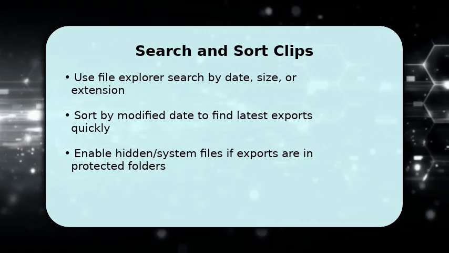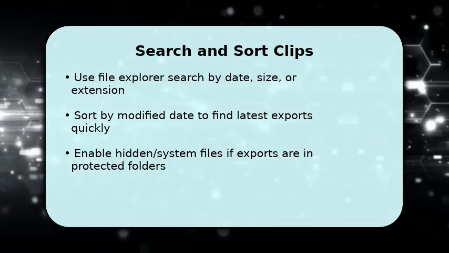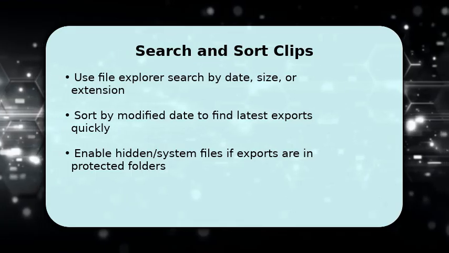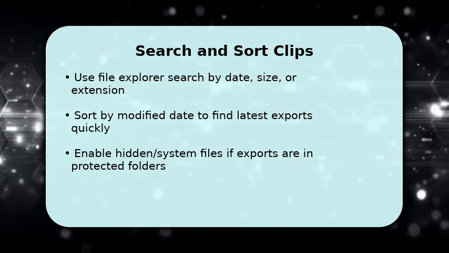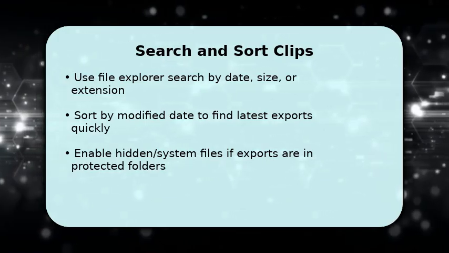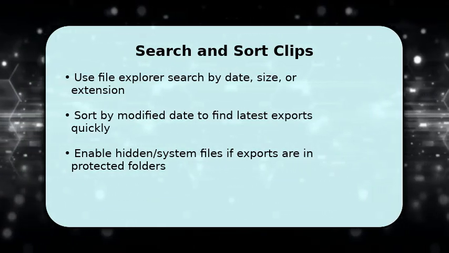Once done, rename or tag files consistently so you can batch process them. This helps when you have dozens of clips. If you don't see expected files, make sure hidden or system files are visible, and check cloud overlays or backup folders. These steps prevent accidental duplicates and make important files easier to find.